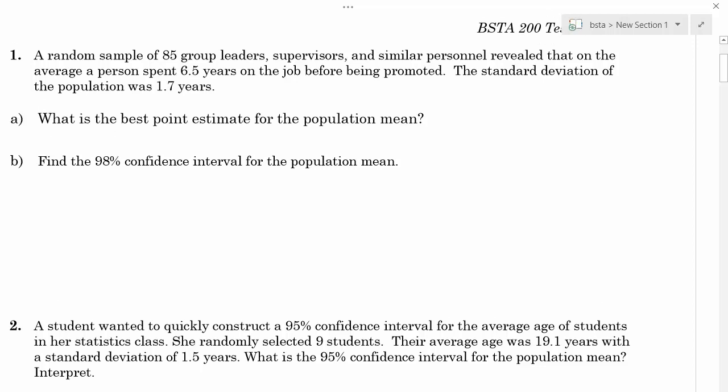So first question here, we have a random sample of 85, n is 85. We have a sample mean of 6.5. And the standard deviation of the population, which means we have sigma, and that is 1.7. So the question here is, what is the best point estimate for the population mean? Point estimate. Anybody ever heard anything like that before? Point estimate is a single value.